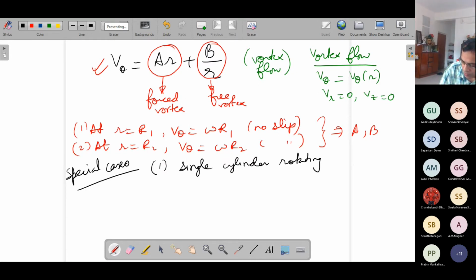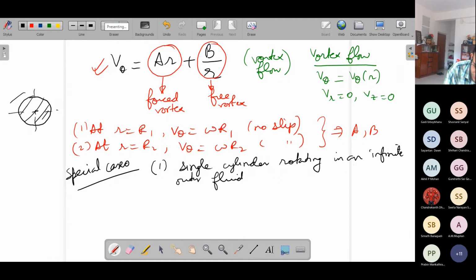rotating in an infinite outer fluid. That means instead of two concentric cylinders, you have one cylinder just rotating. One cylinder of radius r rotating, and outside there is no cylinder. I mean, it's just infinite fluid. So the solution of the problem that we have put up can be used for this special case also if you are a bit clever in setting up the values of omega 1 and omega 2.